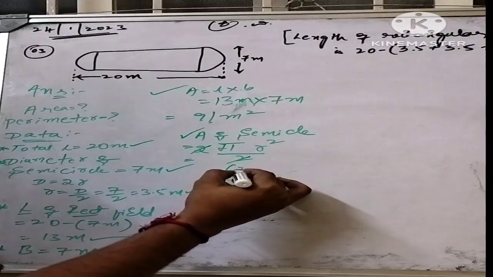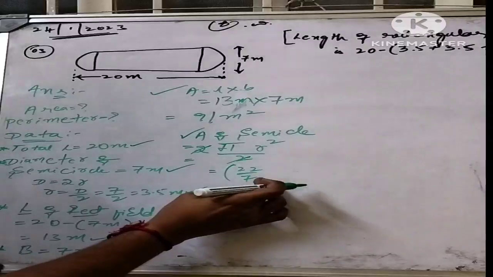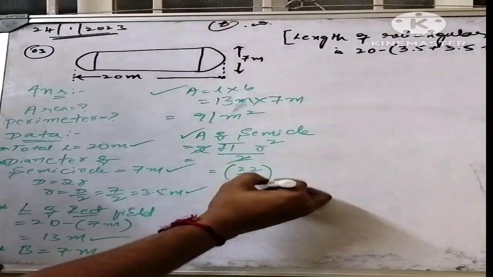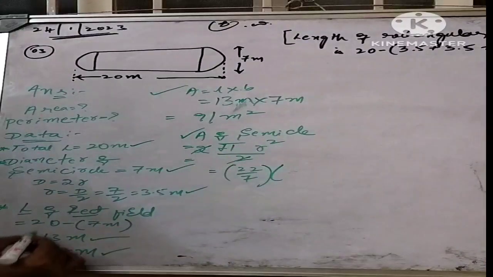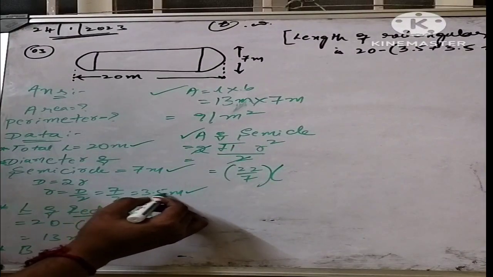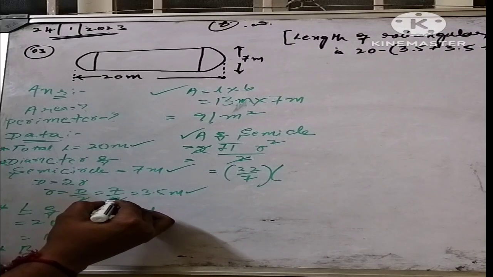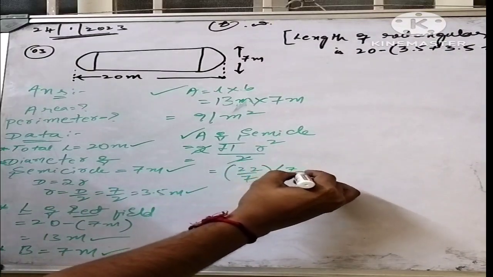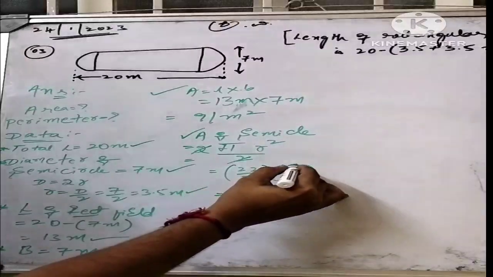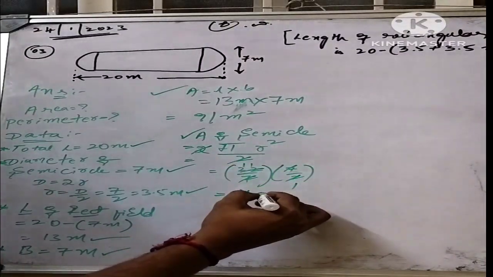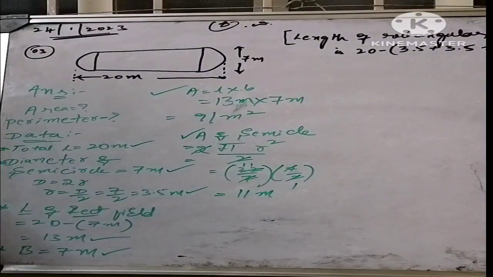Pi means 22 by 7. People will say 3.142 for the pi value, but we use 22 by 7. The radius is 3.5 meter; otherwise you can take 7 by 2 also. I will take 7 by 2 for easy calculation. 7 gets cancelled, 2 ones are 2, 11 2s are 11 meter.